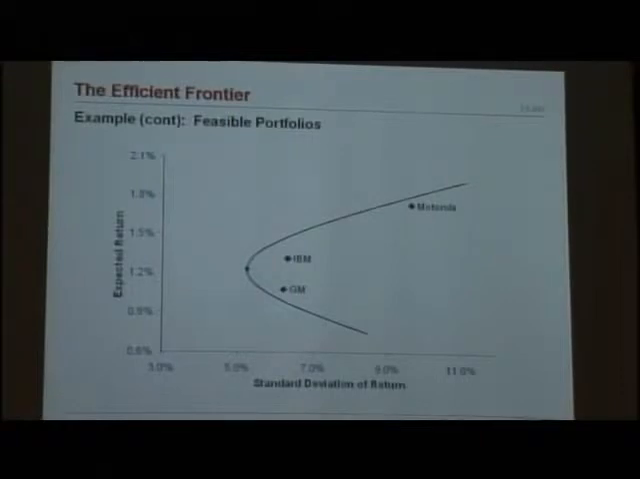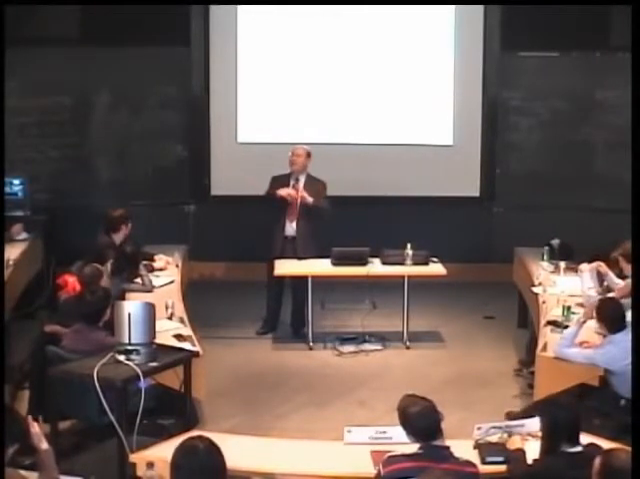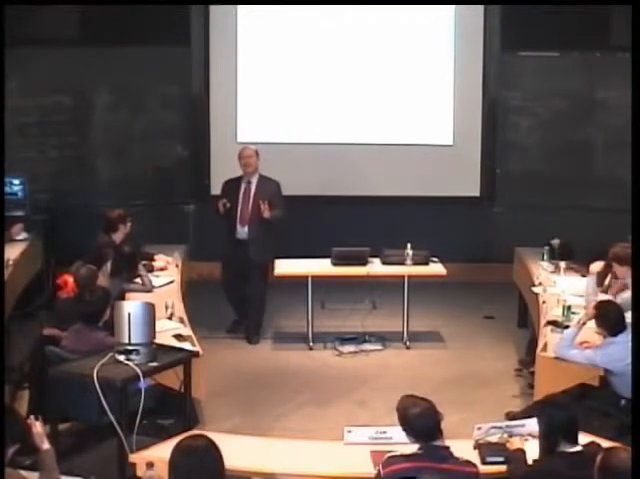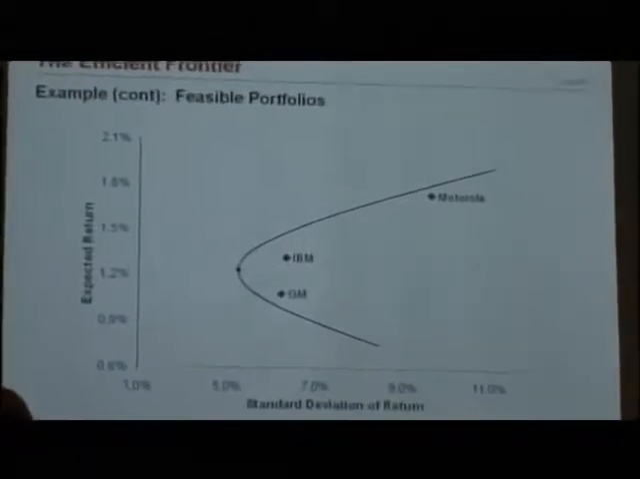Well, it turns out that when you calculate this kind of a bullet, you find out something that's, yet again, amazing. What you find is that the bullet actually is better than any of the 3 stocks that you started with. So look at where the 3 stocks are: General Motors, IBM, and Motorola. And the bullet, look at where the bullet is.